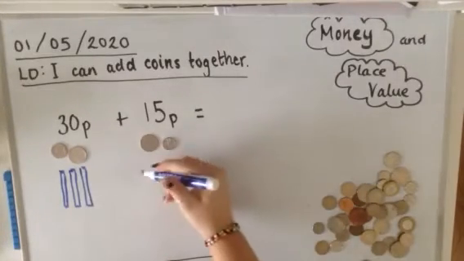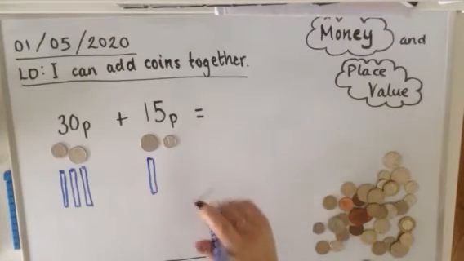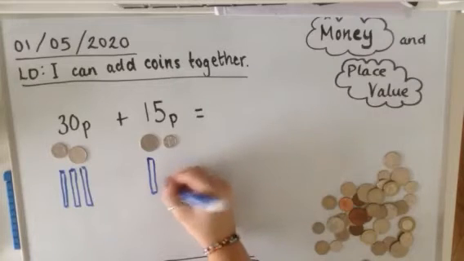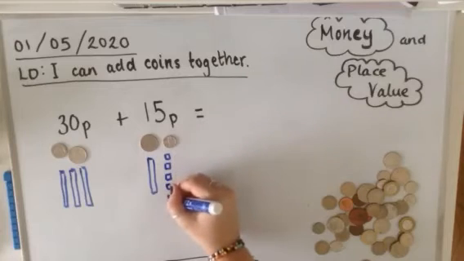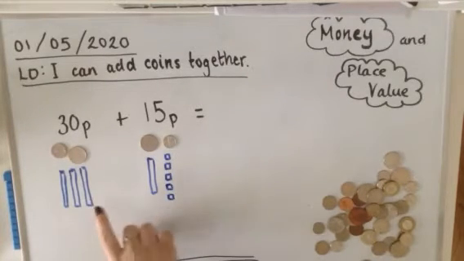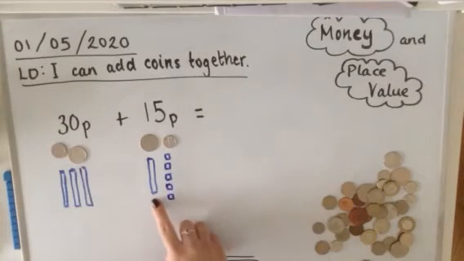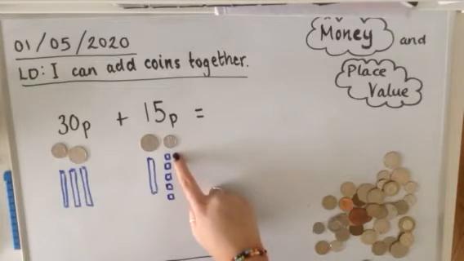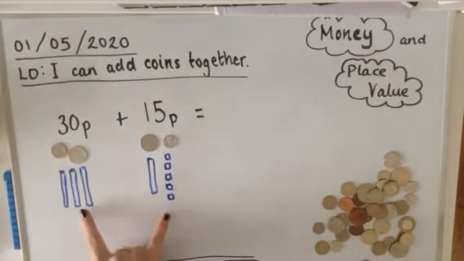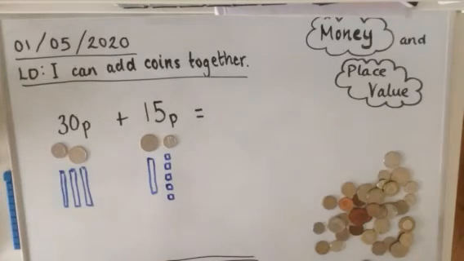Get the right colour pen. So that is 10. Now 5 isn't 10, so this will be 1. So it'll be 1, 2, 3, 4, 5. So we can see here 30, 10, 20, 30. So that's my 30p, and 10, 11, 12, 13, 14, 15, my 15p. Now this is where, because I've drawn my Deans, it makes it a lot easier to work out my answer.